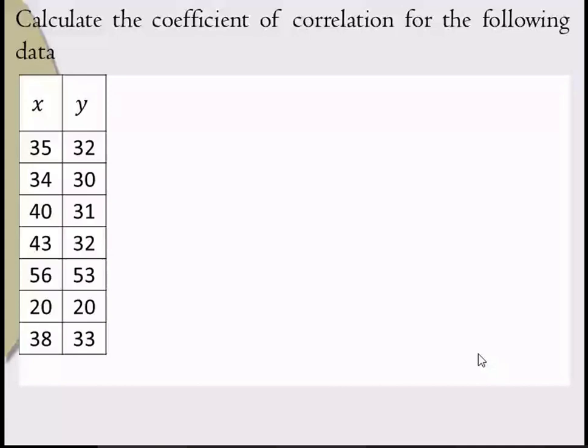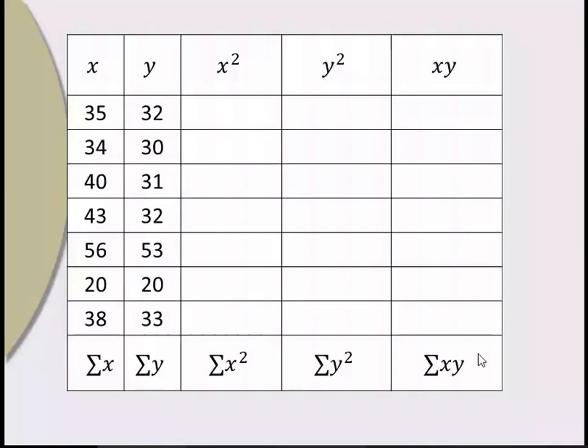And for getting that, we need 3 extra columns. So what are those columns? We have to make X square, Y square, and X into Y, and then the summation of each column. So complete this table, taking X square, Y square, XY. Take the square of each X. Take the square of each Y. And take the product of corresponding X and Y. Okay, and complete the table.